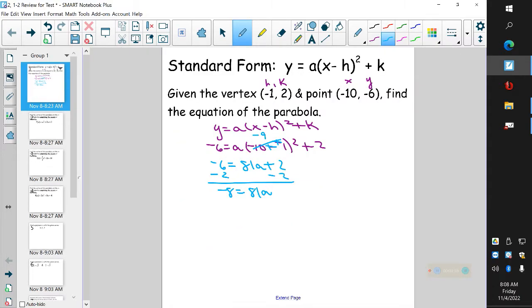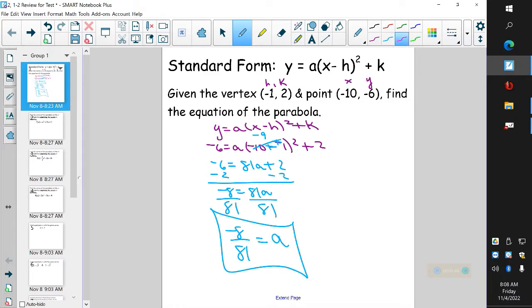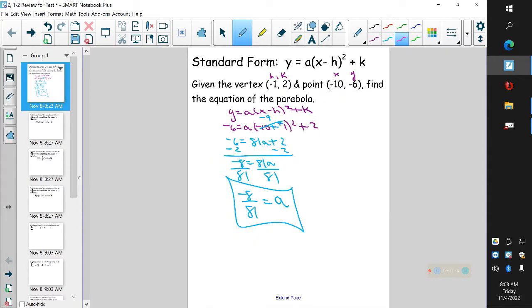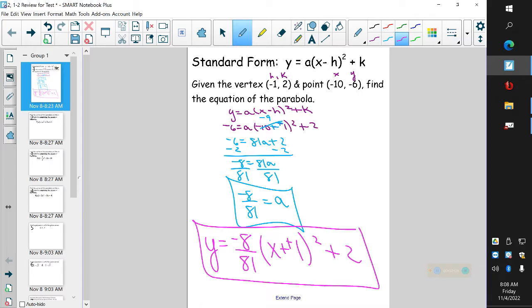Then, how do I solve for a? Divide by 81. This is irreducible, so we leave it as is. However, that is not my final answer, because my final answer is the vertex form of that equation, yes? So, my answer will be y is equal to a, which is -8 over 81, parenthesis, x minus h, which is going to be a -1, making that a plus, squared, and then plus 2. This is your final answer. Does that make sense, yes or no? We plug in the vertex, and we plug in a, and that is your final answer.